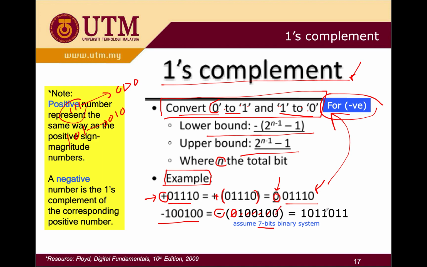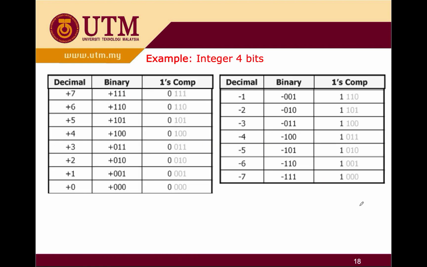So this is 0, you change it to 1. This is 0, you change it to 1. This is 1, you change to 0, 0, 0, you change this 1, 1, and then you get 1, 0, which is 0, 1. This is how you change it for the negative numbers for first complement.